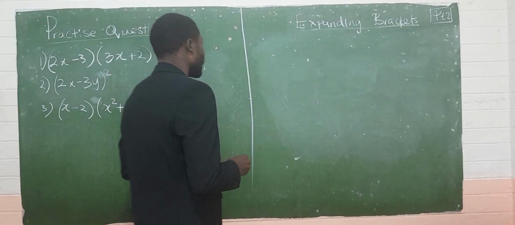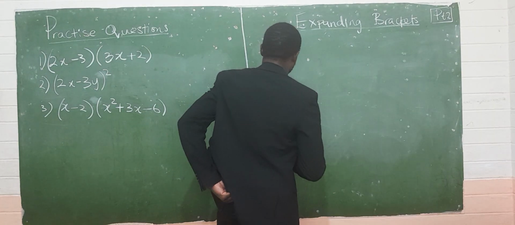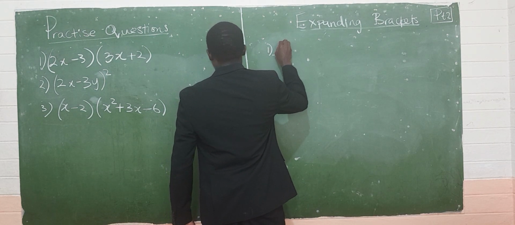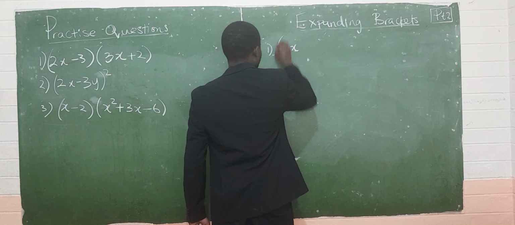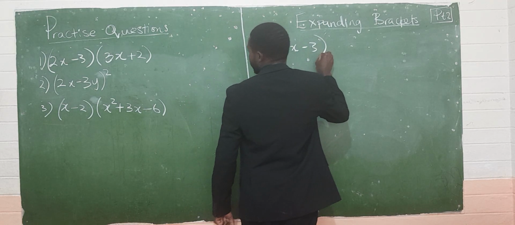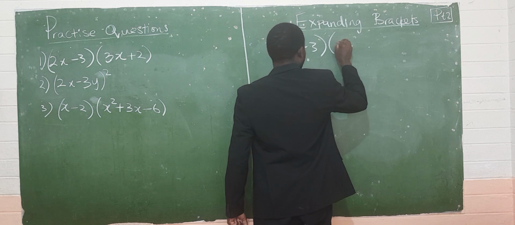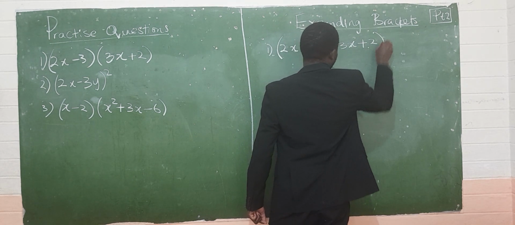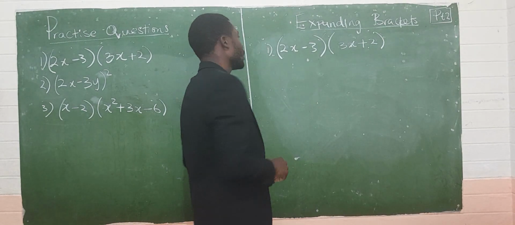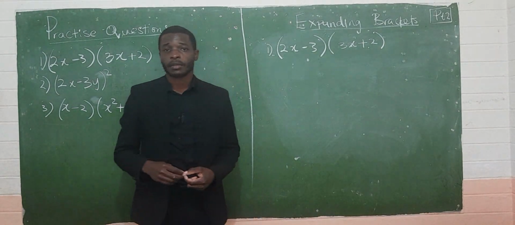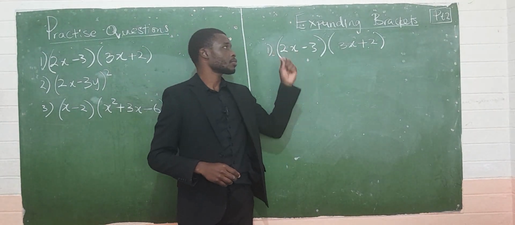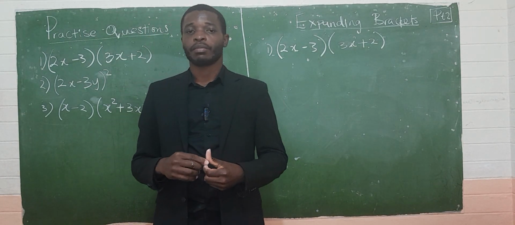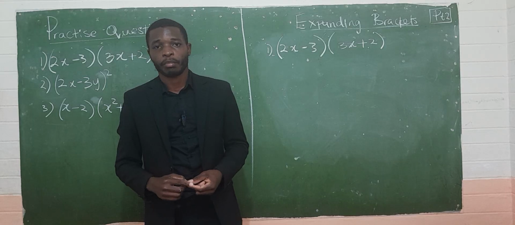Otherwise, let's go ahead and do the questions. Question number one, we have 2x minus 3 in bracket, multiplying 3x minus, oh, sorry, let's place 2 also in brackets. And your assignment is to expand the brackets, which means to remove the brackets or to get rid of the parentheses.